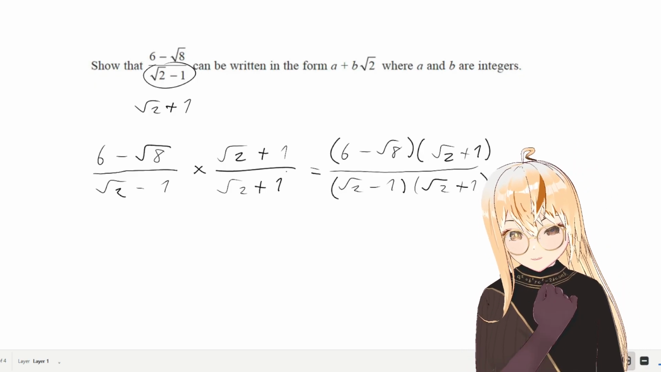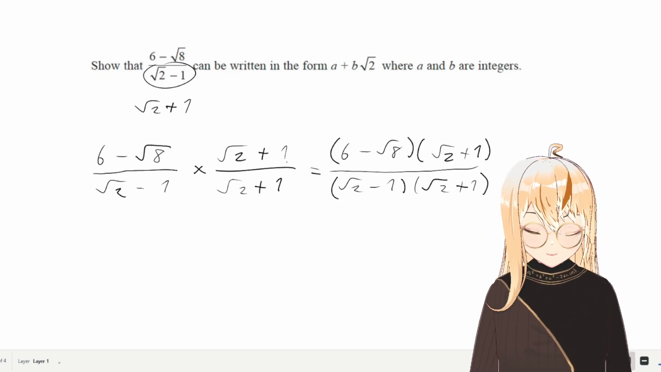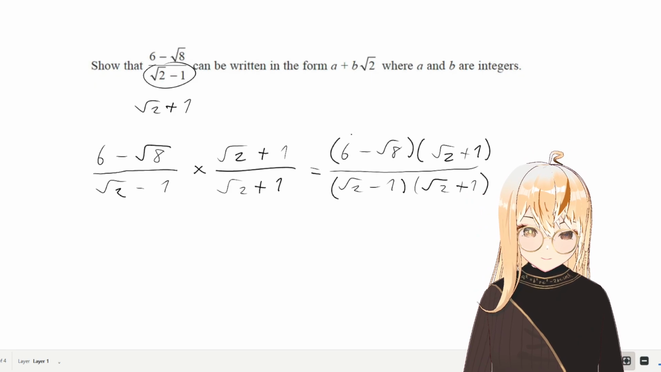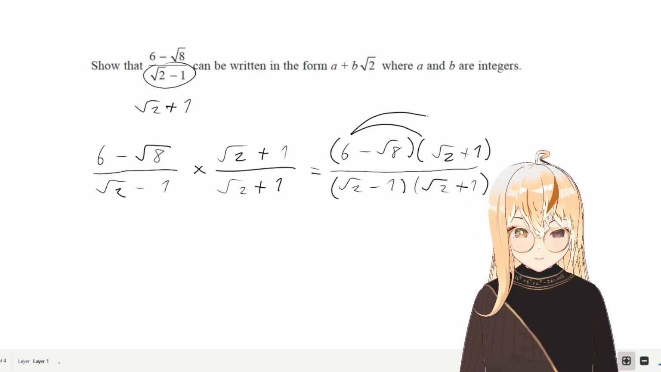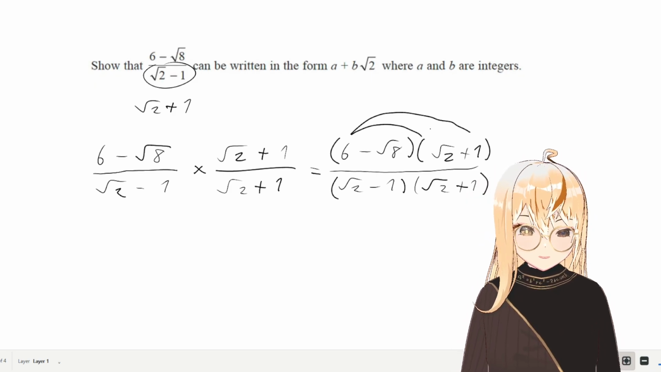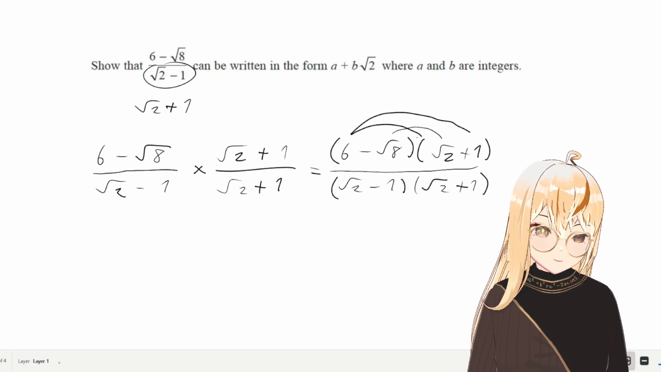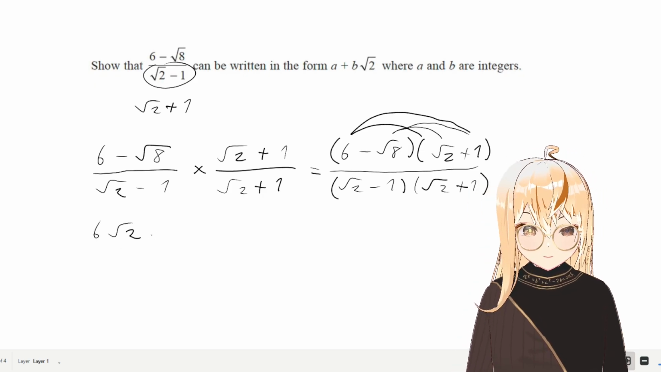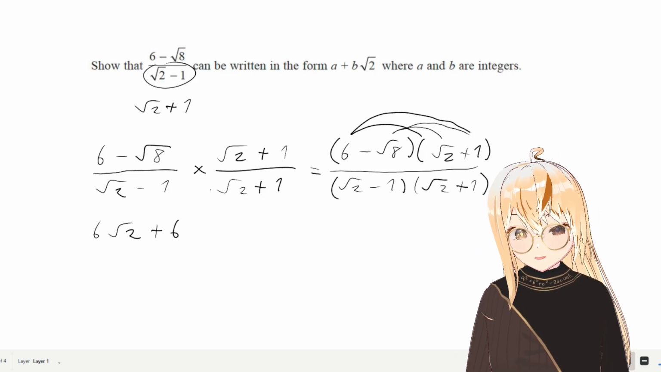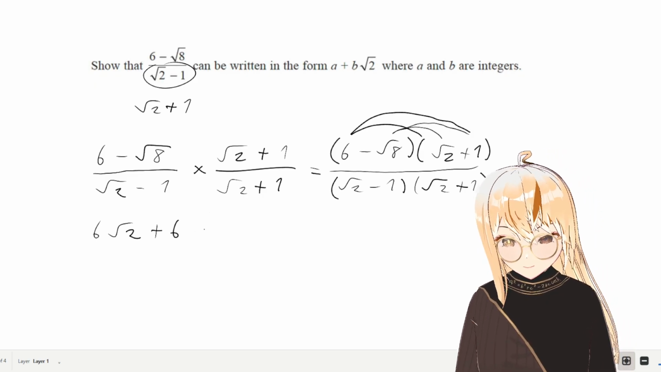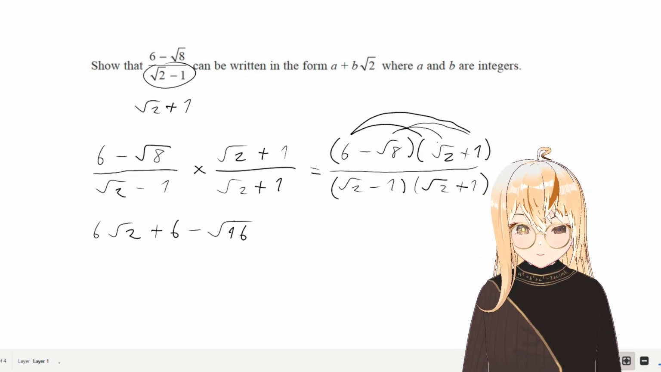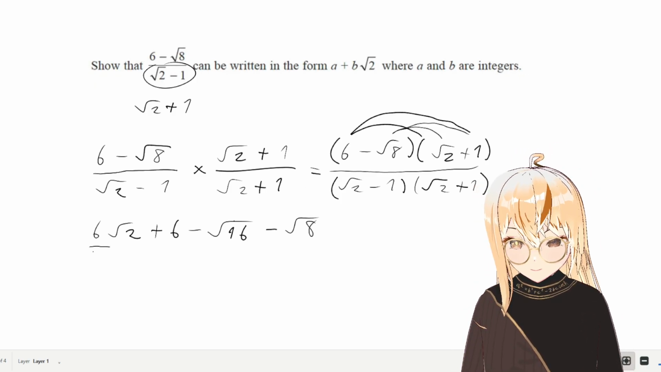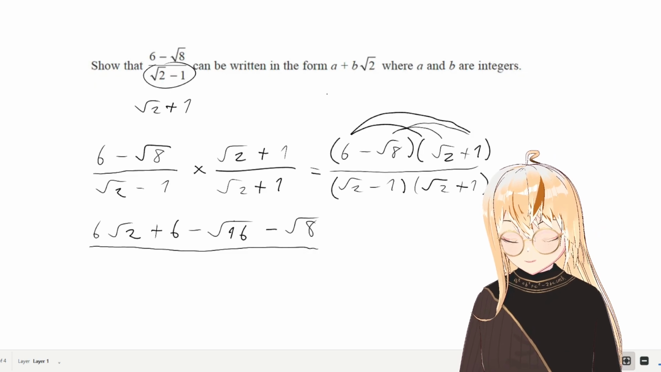Okay, now we just multiply and expand the double brackets. So you would do 6 times root 2, then 6 times 1, and then minus root 8 times root 2, and then minus root 8 times 1. So you would get 6 root 2 plus 6 minus root 16, because you multiply the whole numbers under the square root, and then you get minus root 8. It's quite long, but we can simplify it later.